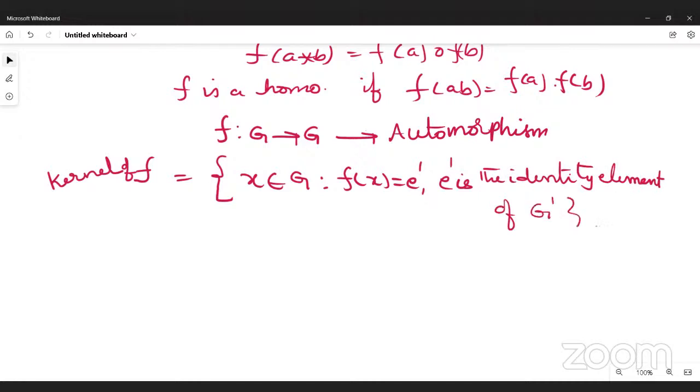Kernel of f is the set of all those elements which are mapped onto the identity element E dash of the group G dash.